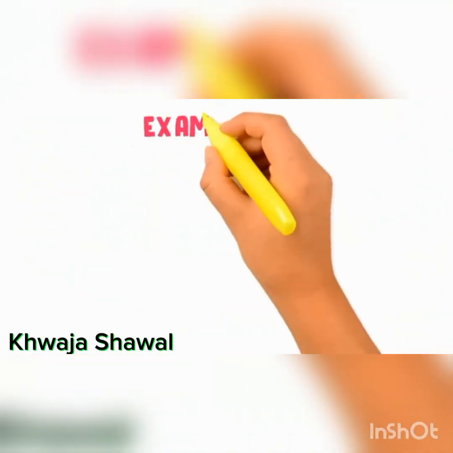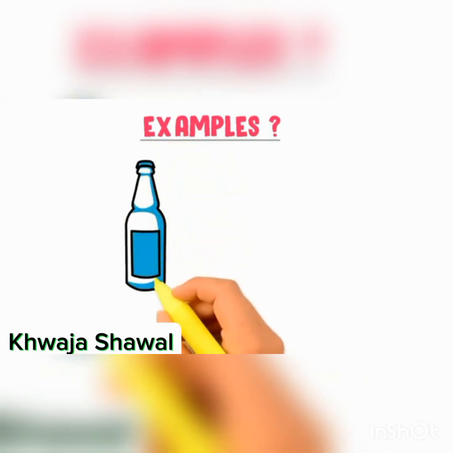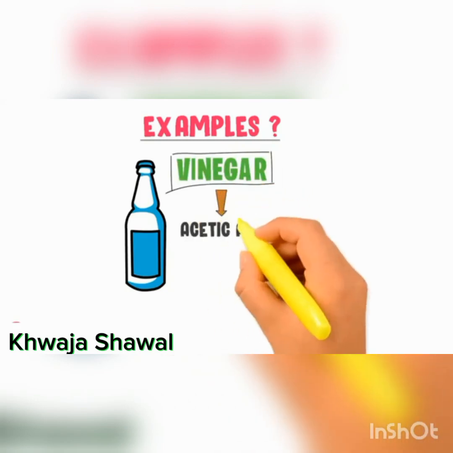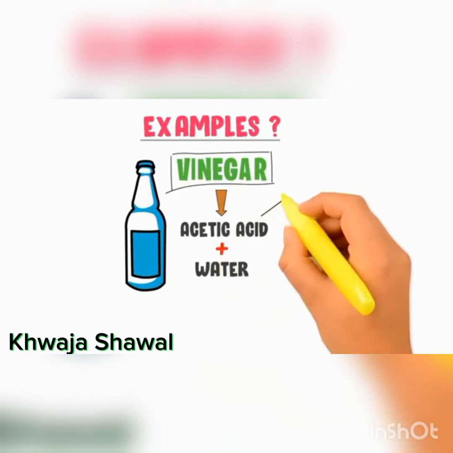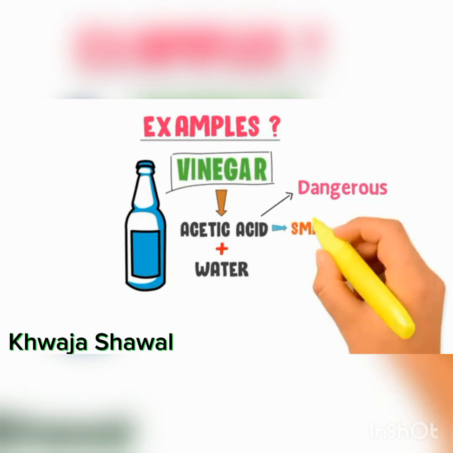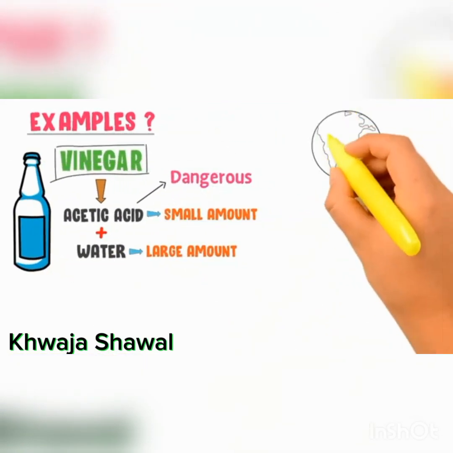Now what are the best examples of dilute solution? The best example of the dilute solution is the vinegar. We use this in our homes. Vinegar is made of acetic acid and water. Acetic acid is dangerous. We cannot use it directly. So to reduce its effects, we dissolve a small amount of acetic acid in a large amount of water in order to make it a dilute solution commonly known as vinegar.